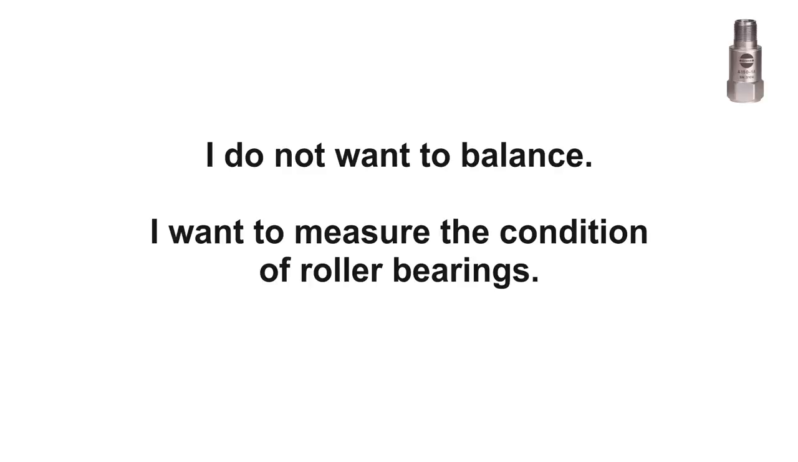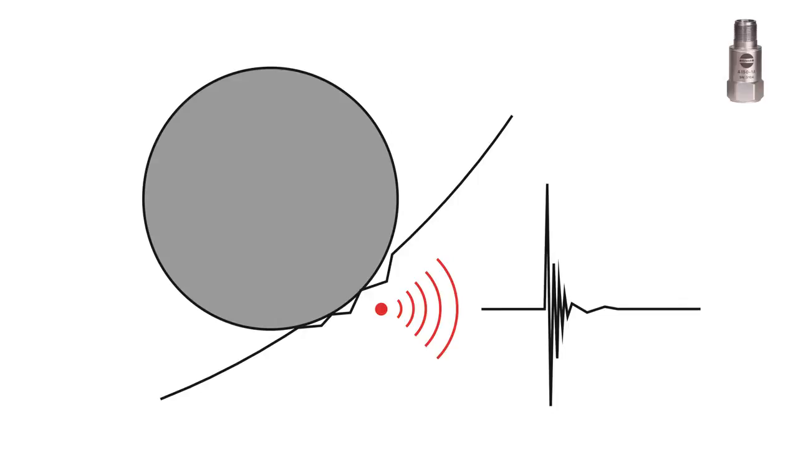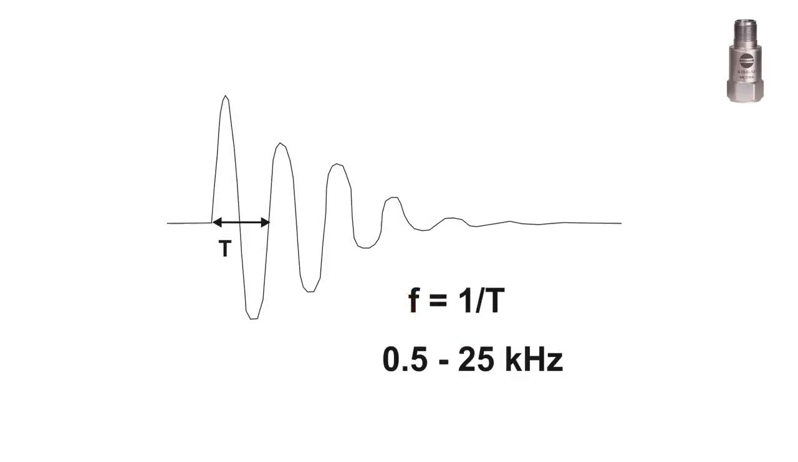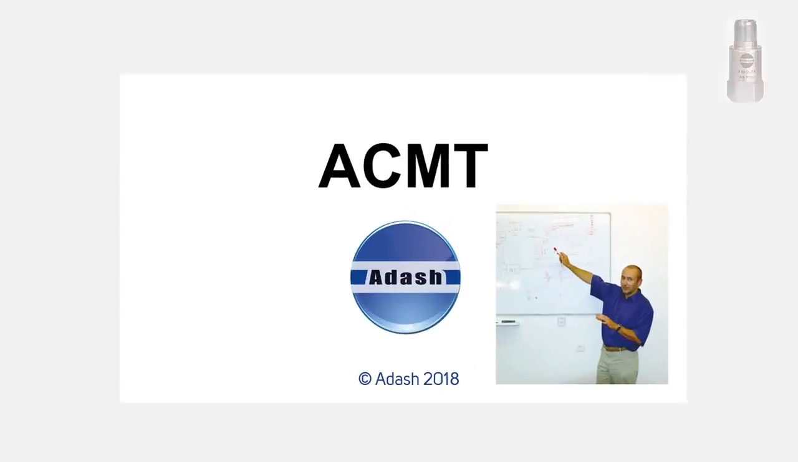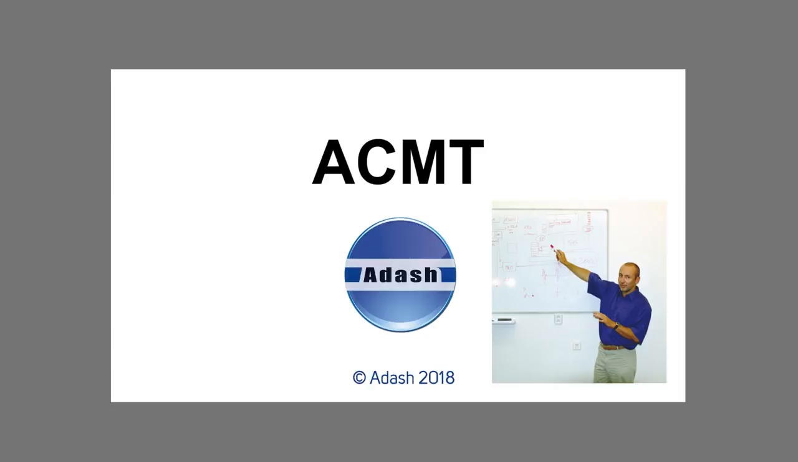For such measurement, I do not need the low frequency. When the ball is passing the scratches, or through bearing pittings, if you wish, on inner and outer races, then the shocks appear in time signal. The natural frequencies of shocks are very high, typically between 500 Hz and 25 kHz. We do not need to measure low frequencies. By the way, I suggest you to watch our previous video about low-speed bearing analysis using ACNT method.